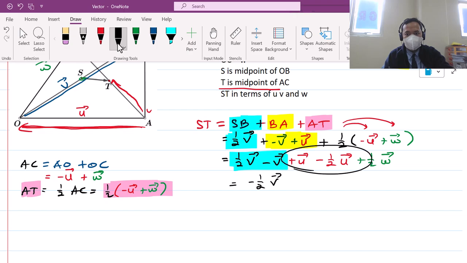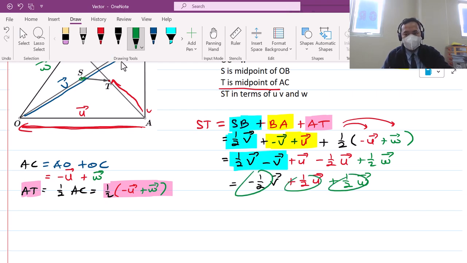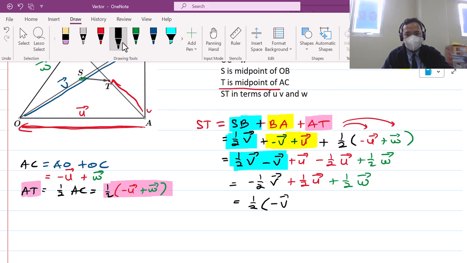And we have this guy, the u: 1 minus half is half, so we can write down plus 1 over 2 u. And the last one is this guy. It doesn't have any like term, so you can write it down like that. If you would like to factorize it, because all of them have half in them, we can write it down as half, bracket negative v, and then plus u, and then plus w.